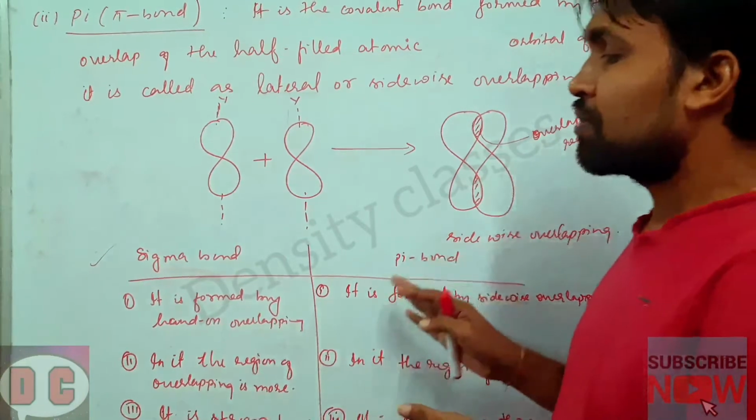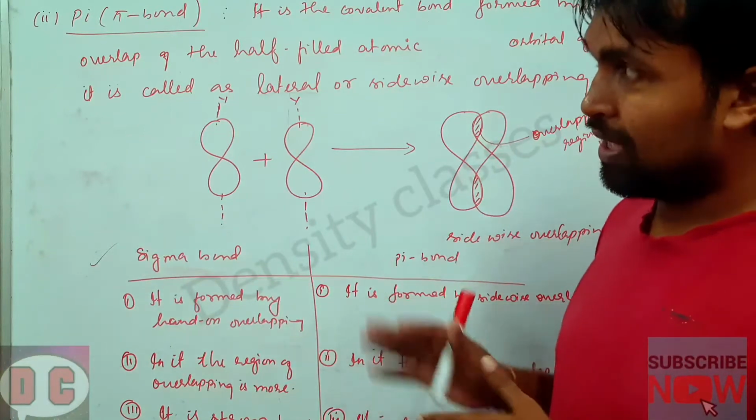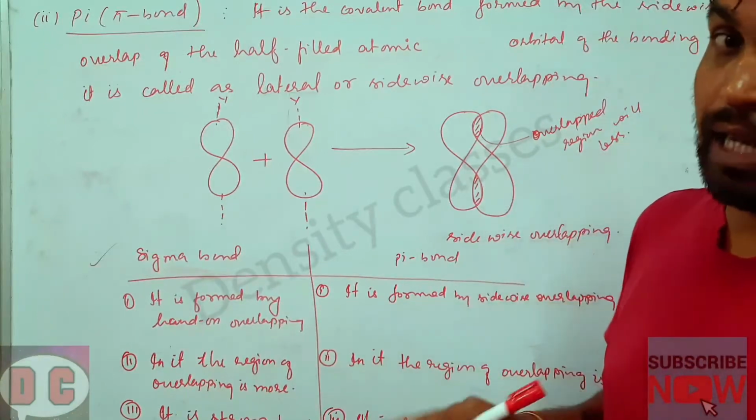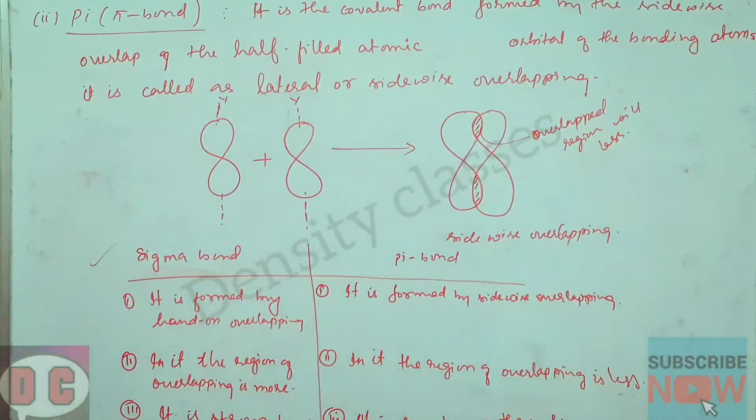So these are some few differences between sigma and pi bond. Got it? So we have written it. So this was the basic introduction about pi bond, sigma bond, and types of overlapping. Now let us move on to the next topic, okay. You can pause the video and take down.